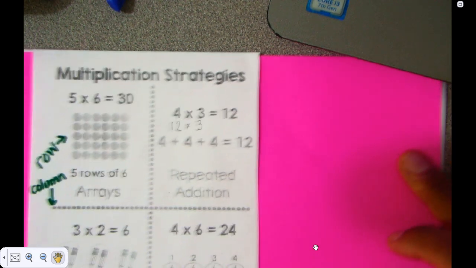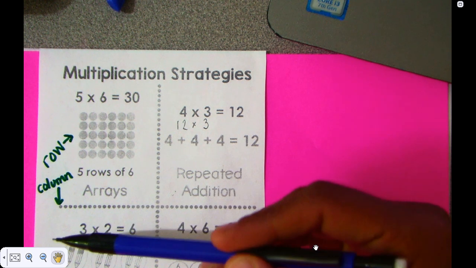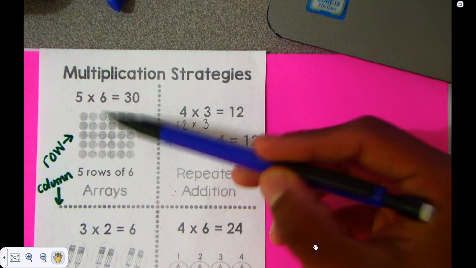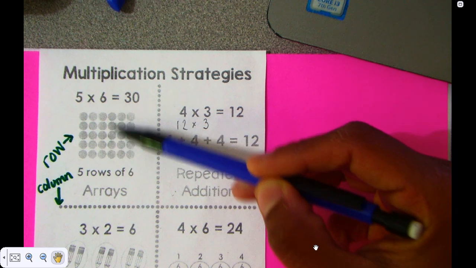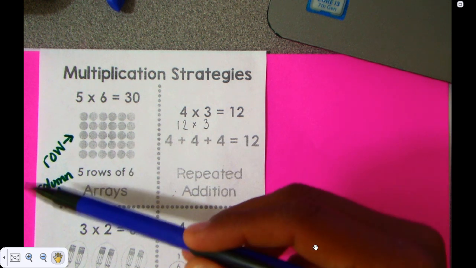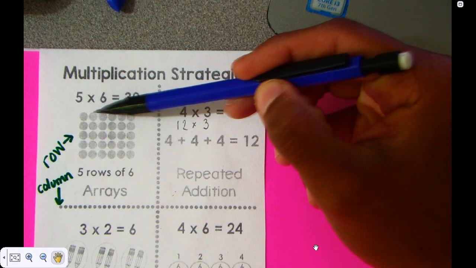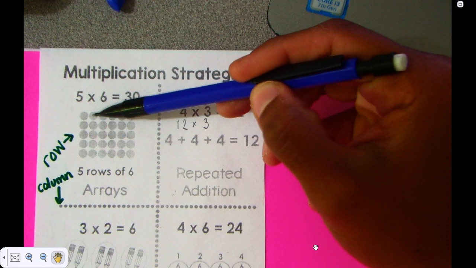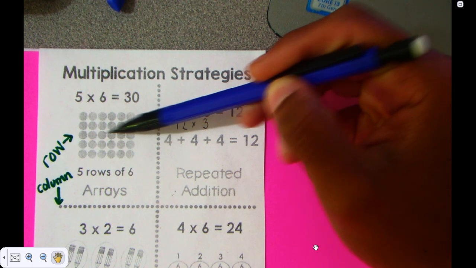Today we're going to talk about arrays. And arrays are made up of rows and columns. Now, a column goes up and down. So this is a column. I have 1, 2, 3, 4, 5, 6 columns. A row goes side to side. So in this first row, I have 1, 2, 3, 4, 5, 6. And you can tell all the rows have the same amount.